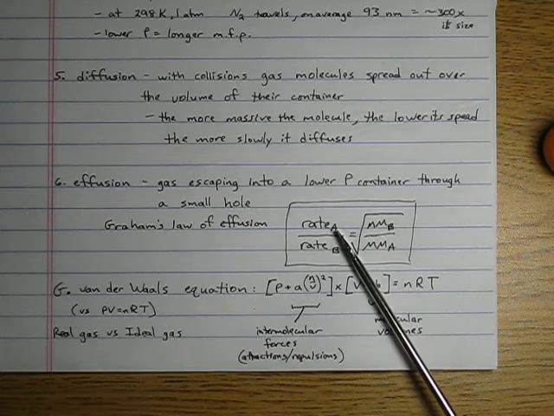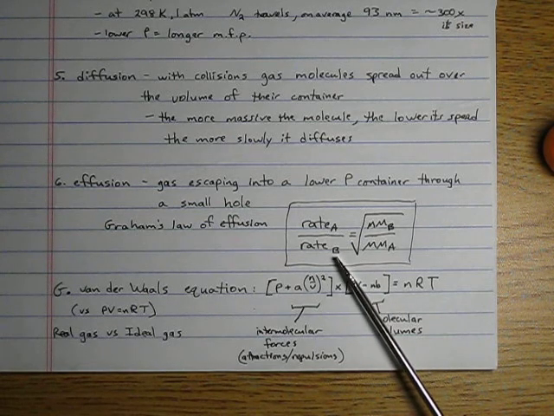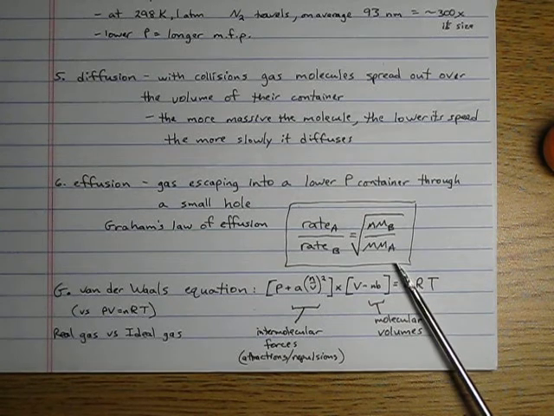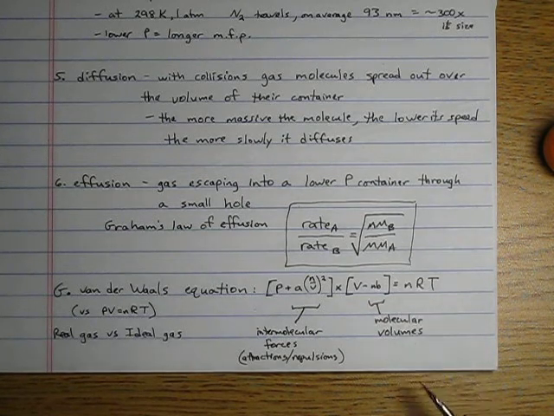If you know the rate of the first gas, the rate of the second gas that you don't know, and you know the molar mass of the first gas, then you can calculate the molar mass of that second gas. So just by doing that, you can now get the molar mass of a gas.